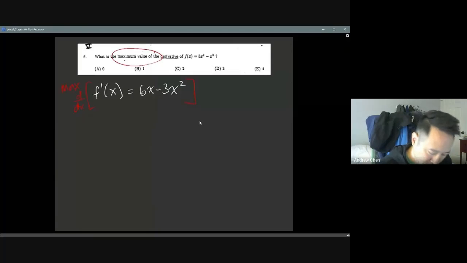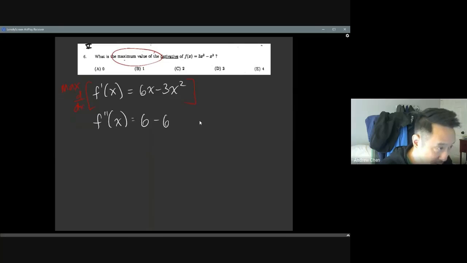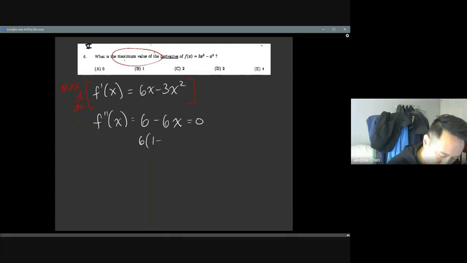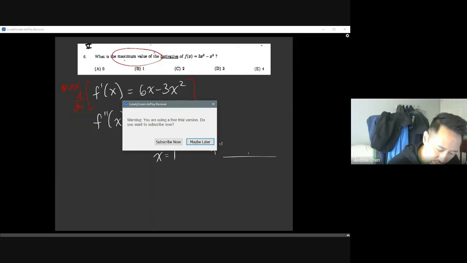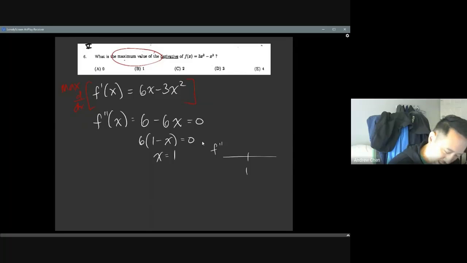Anyway, okay. So we're going to take the derivative again, which is going to be f double prime of x, which is 6 minus 6x. And then to find the critical numbers, we set it equal to 0, and we're solving for x. So it looks like x equals 1. So on this value, if I did a second derivative line test at 1, we get a positive and a negative here, up, down.